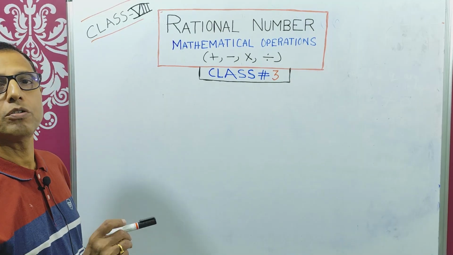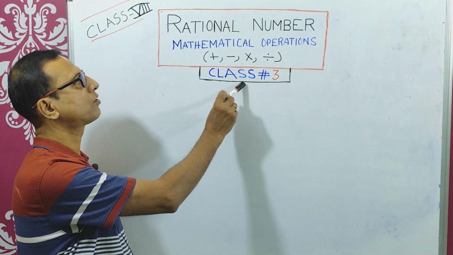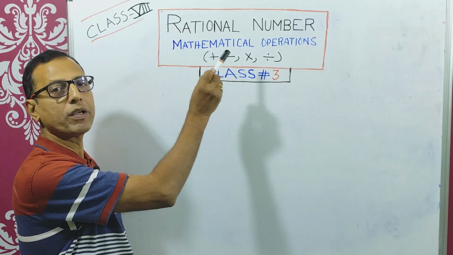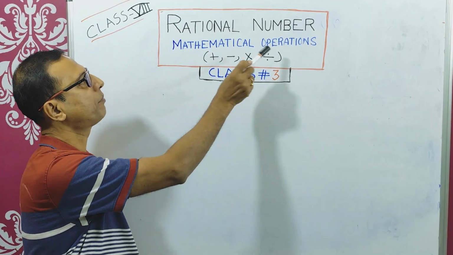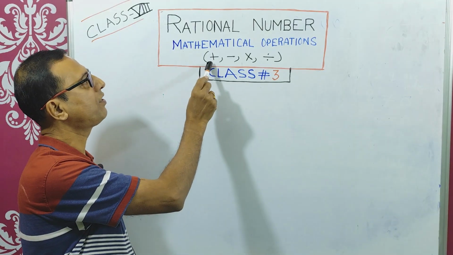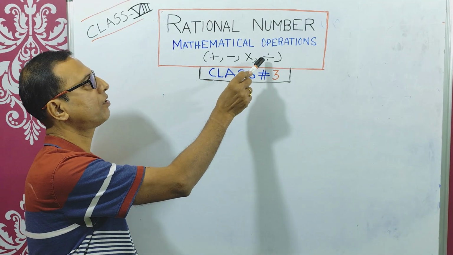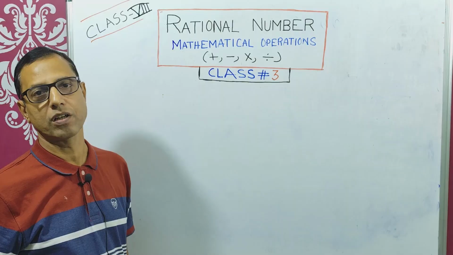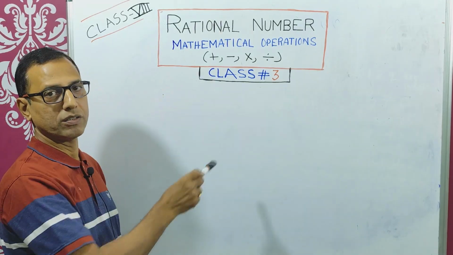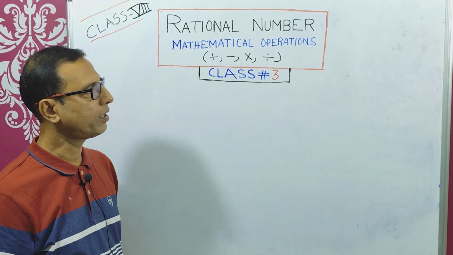Okay, so today I am going to take the third class on rational numbers. What is our topic on rational numbers today? It is the mathematical operations, that is addition, subtraction, multiplication or division of two or more rational numbers. So the properties of that and how we do that, right?